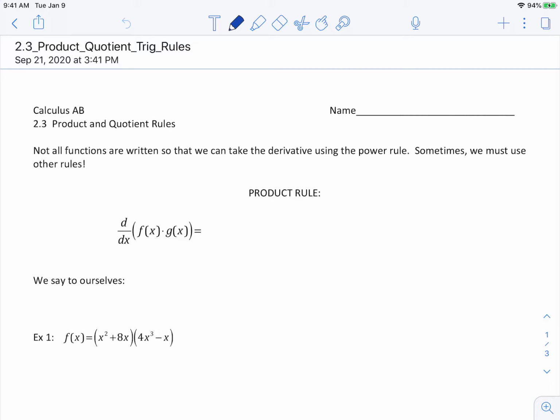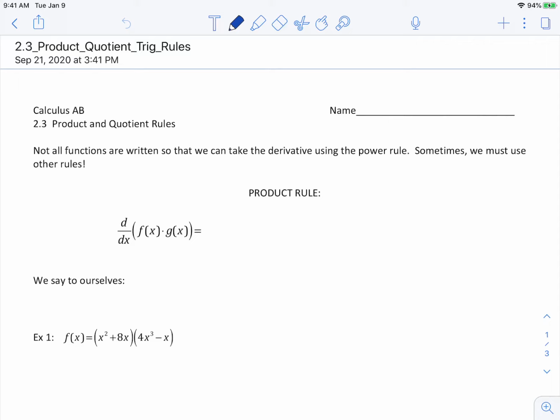All right, welcome. Here we go. We are now going to talk about the product and quotient rules primarily, and we're going to use those to kind of uncover some other derivative rules and shortcuts that you need to know. Okay, so product rule.